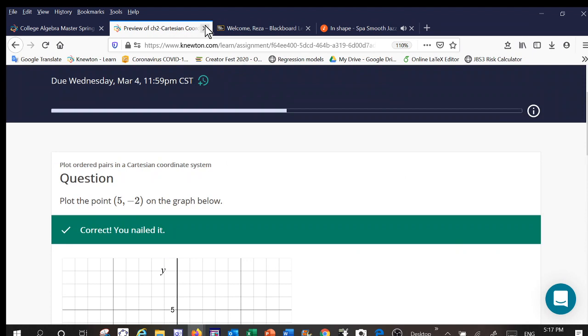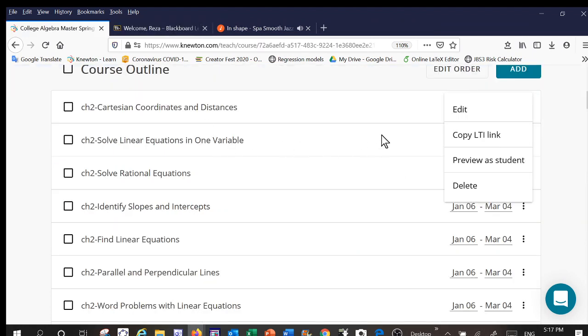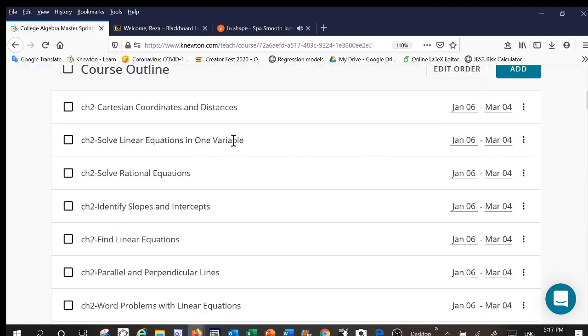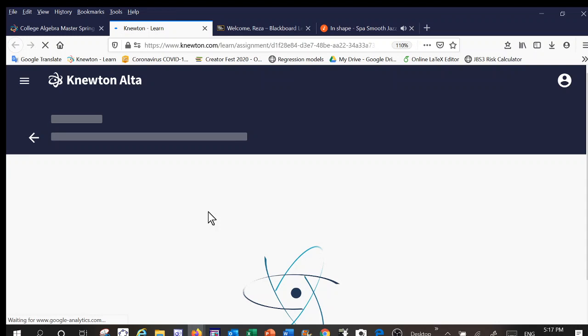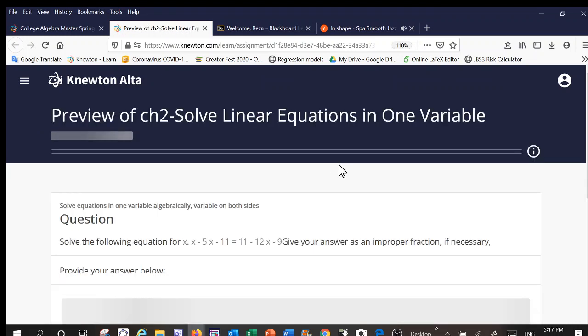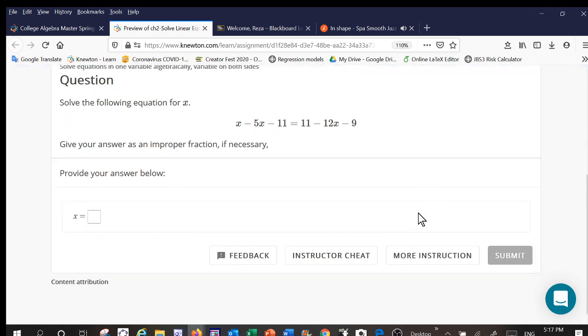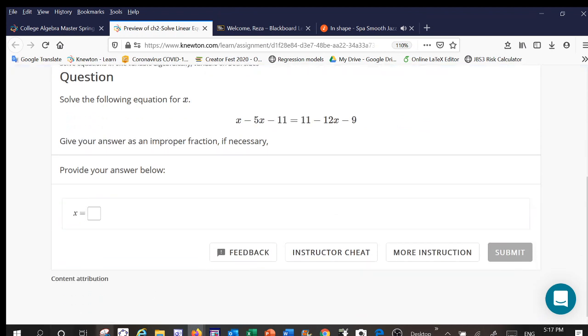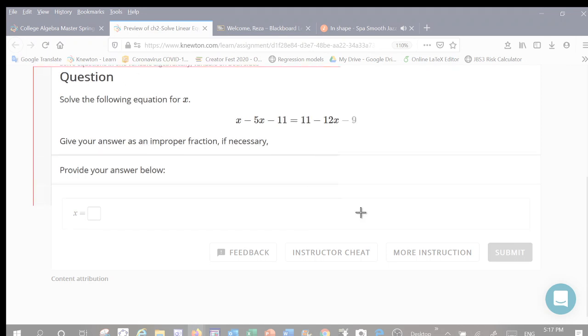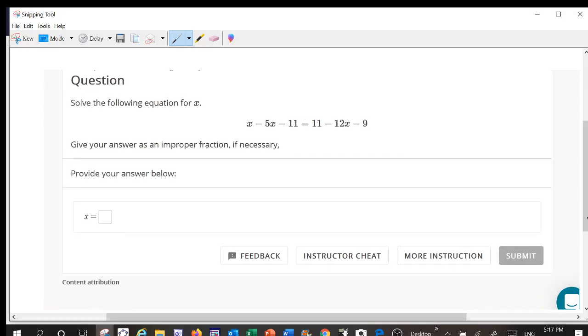Alright, looks like we know how to do this. Let's move on to the next section, which is solve linear equation in one variable. Well, to solve a linear equation, we have to isolate x. So let's do that.